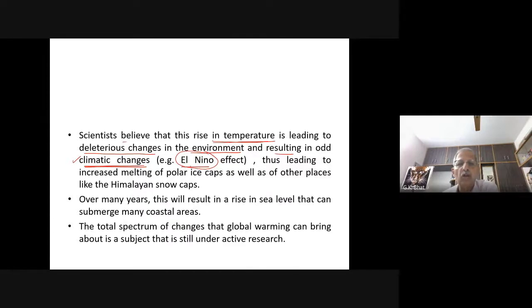These are the climatic changes, thus leading to increased melting of polar ice caps. Remember, for these polar ice caps to get formed, it took several millions of years. Several millions of years have resulted in the formation of polar ice caps, such huge ice blocks in the polar region. But now we see that they are getting melted year by year. They are getting more and more melted, thus leading to increased melting of polar ice caps as well as of other places like the Himalayan snow caps.